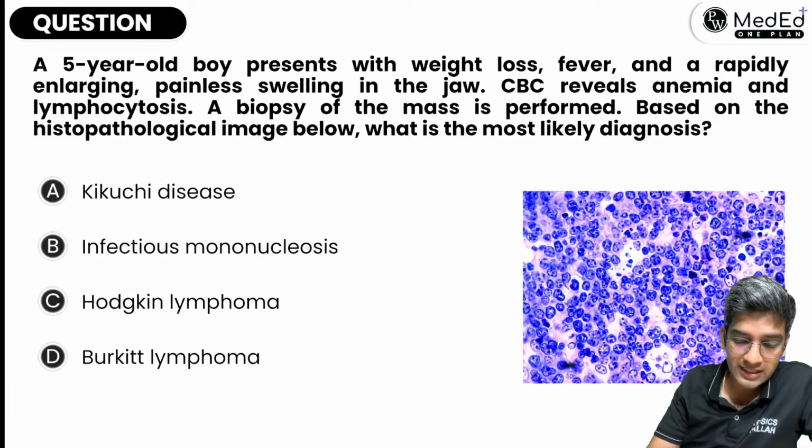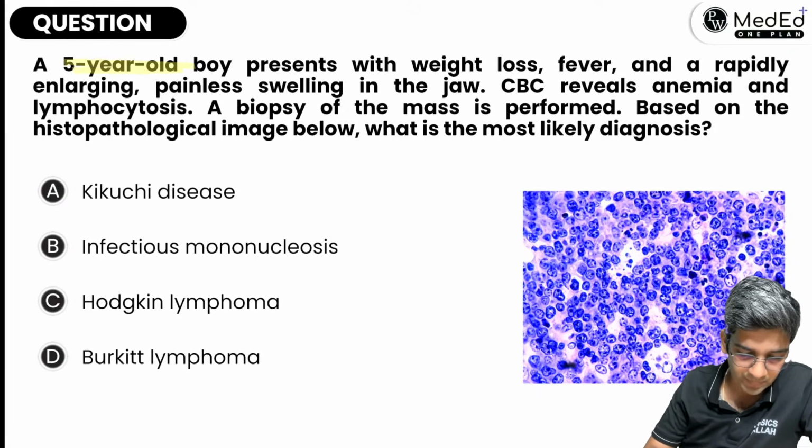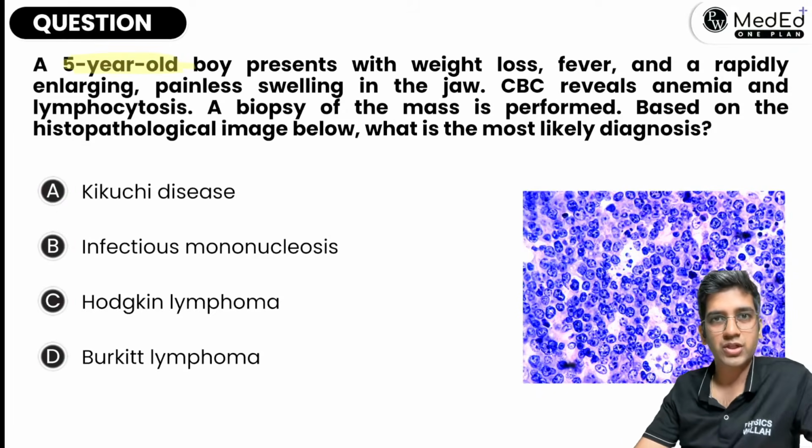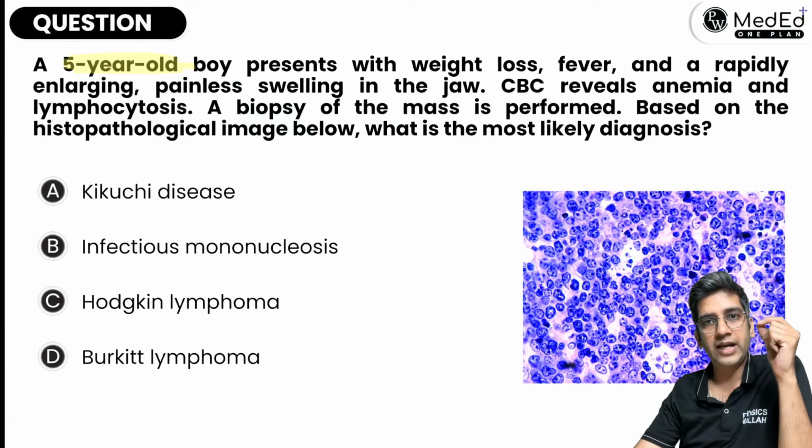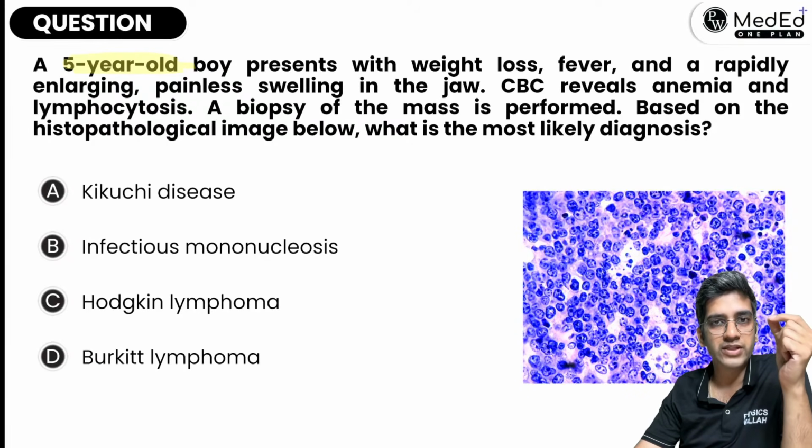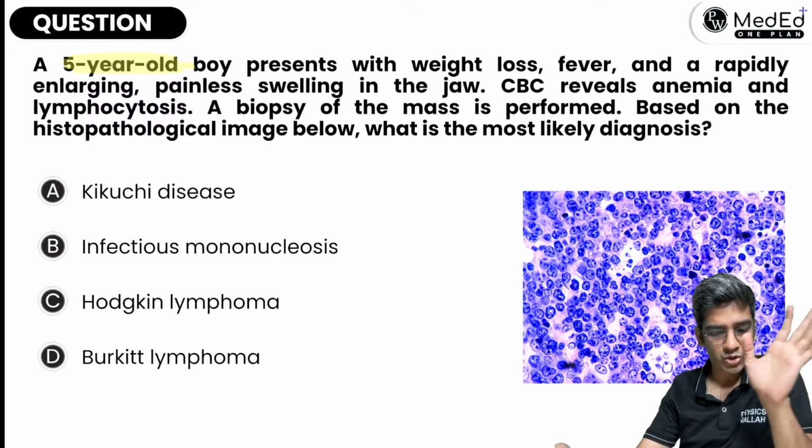Before that, the keyword which I want you to underline in your notebook is this: a 5-year-old. People generally don't go with the age. If it's a leukemia or a lymphoma, I want you to first look at the age. Child leukemia, ALL, child lymphoma, Burkitt's. No questions asked. That's all. That's how it is, right?